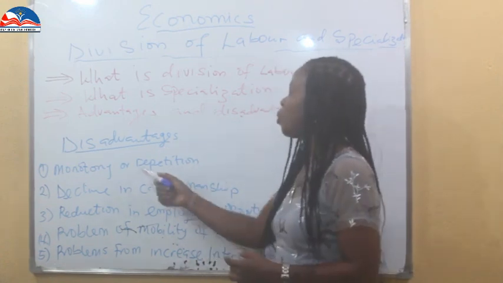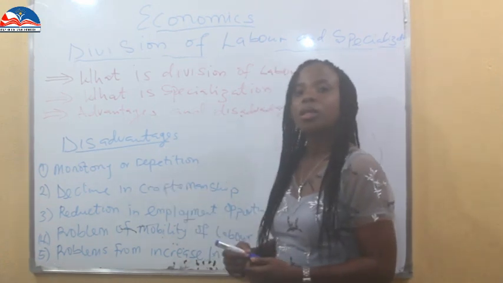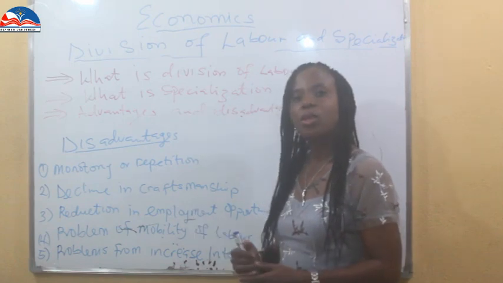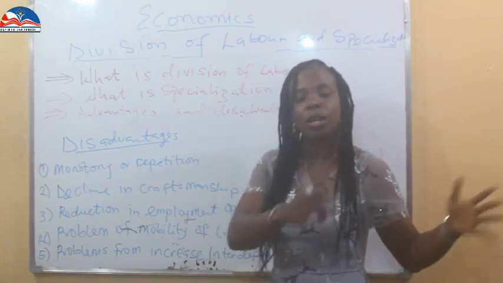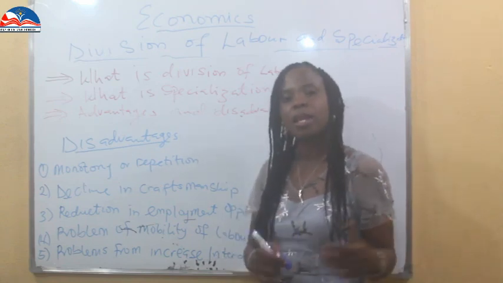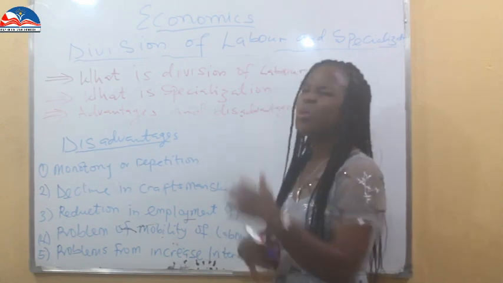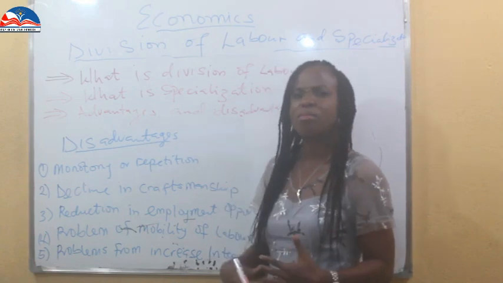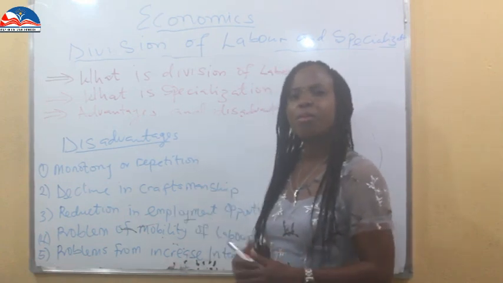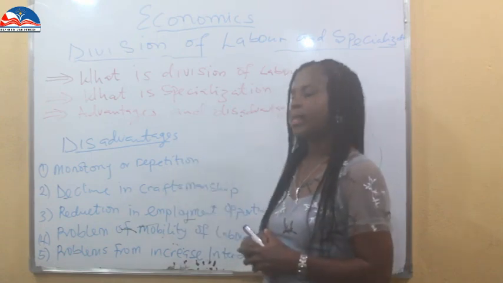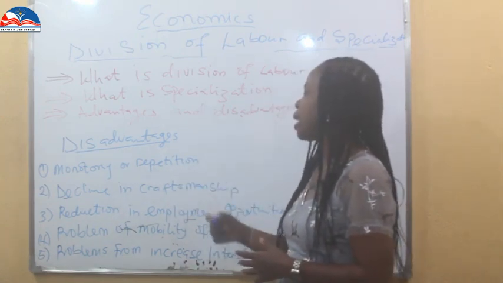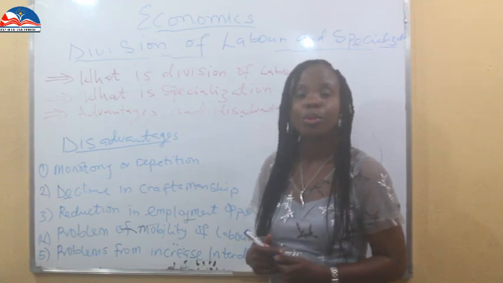Number one, monotony or repetition. Since you are specialized, or in the division of labor you have been divided, your division is to take care of a process, you keep doing it, so there is repetition. Sometimes people get bored doing one thing over and over again. That's number one.